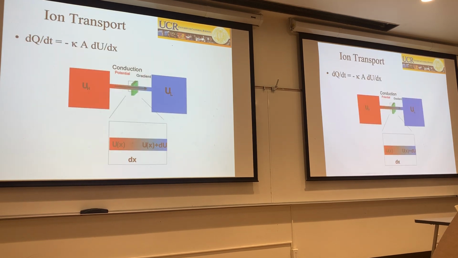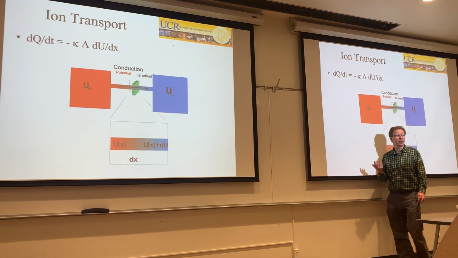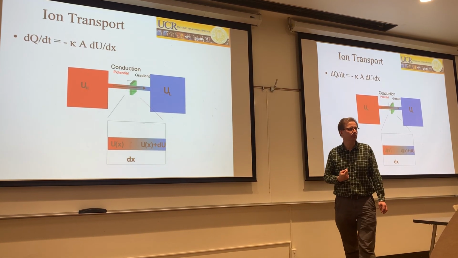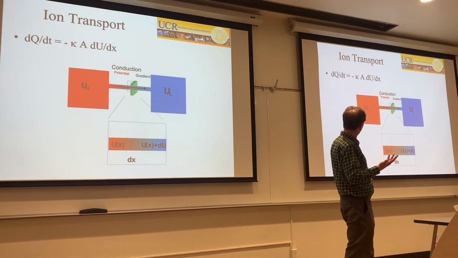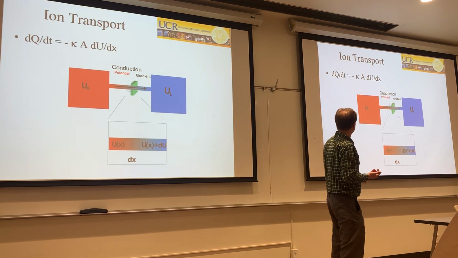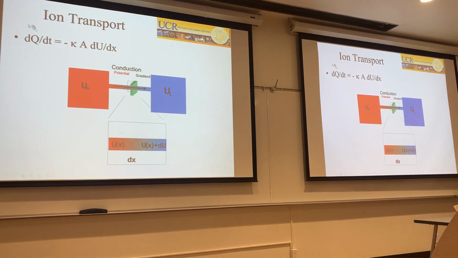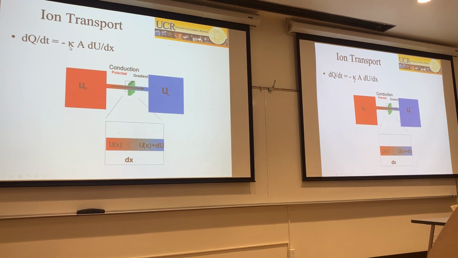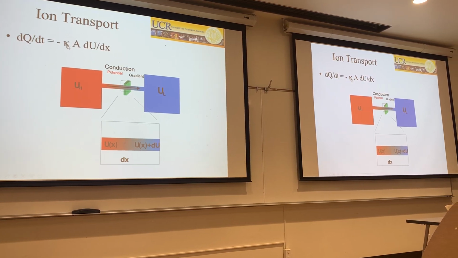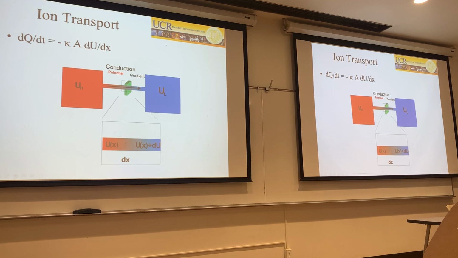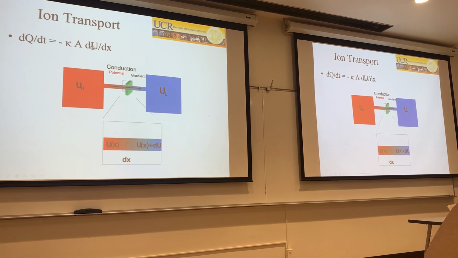Okay, next is ions. Charge can be transported not only by electrons, charge can also be transported by ions. Then we are talking about ion transport. Again, the same amount of charge transported per unit time. Charge transported per unit time is given by now the ion conductance and conductivity of the material times the cross-section of whatever ion conductor you have over here times the voltage drop over the distance.